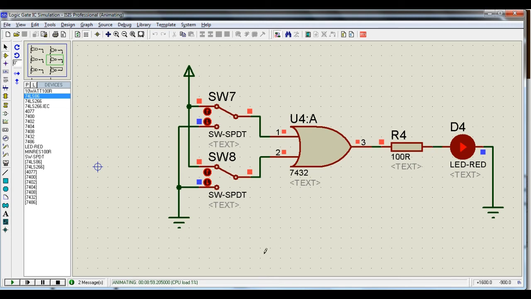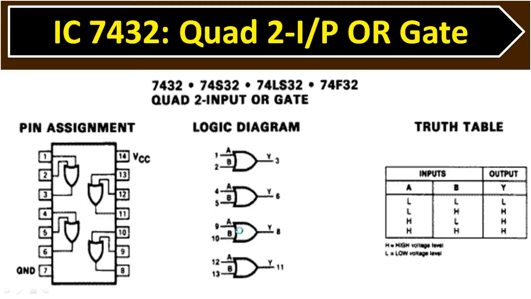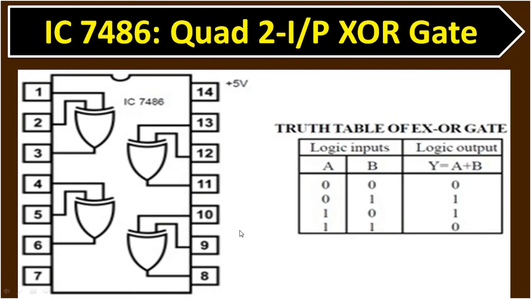Now let us see the next gate, that is the XOR gate. The XOR gate IC number is 7486. Again here also the same thing, that is all the XOR gates are facing towards the downward side. So pin number 14 is plus 5 volt and pin number 7 is ground. Now as regular, pin number 1, 2 are input, pin number 3 is output, pin number 4, 5 are input, pin number 6 is output, then pin number 8 is output, pin number 9, 10 are inputs, and pin number 11 is output, pin number 12, 13 are inputs.